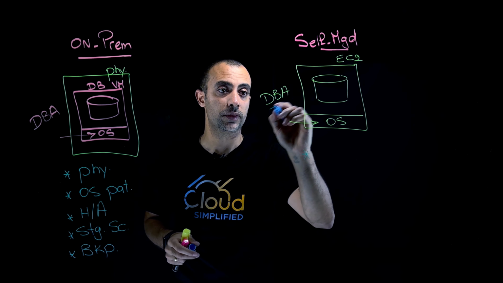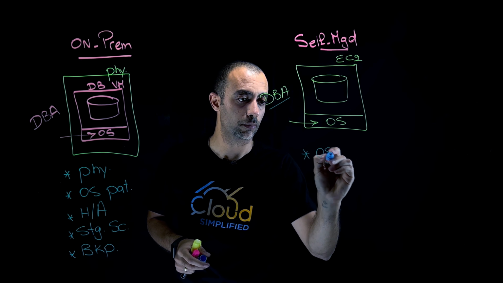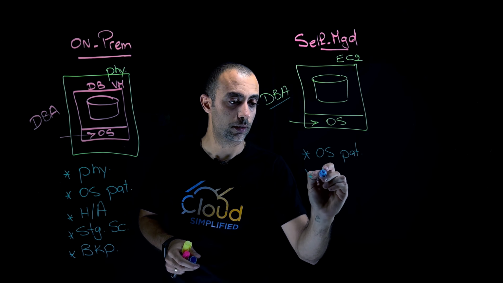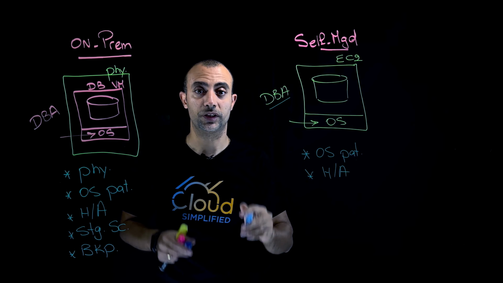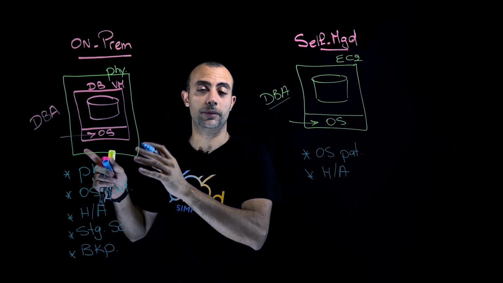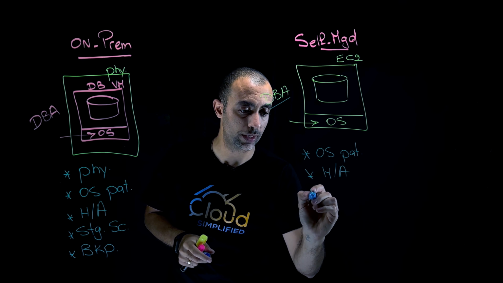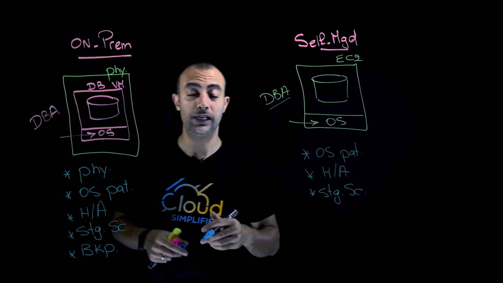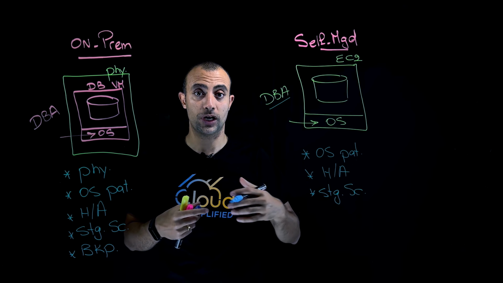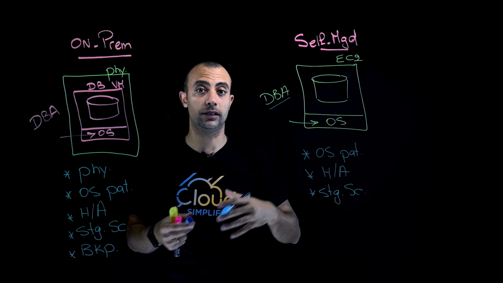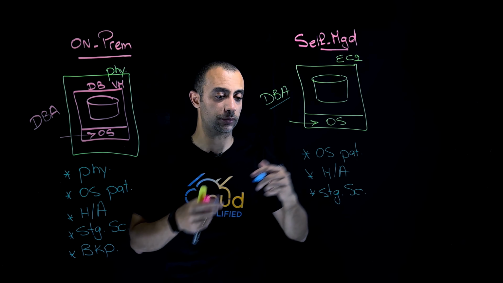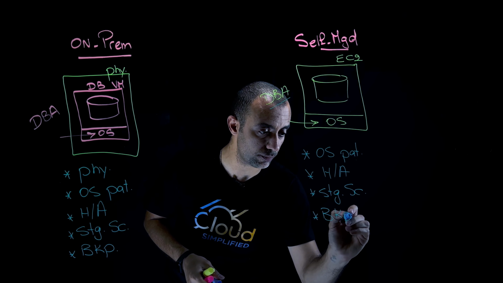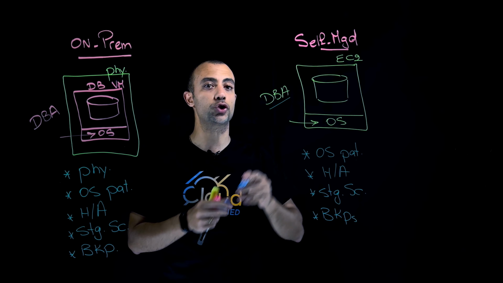So again, this person needs to handle my OS patches, needs to handle my high availability, creating an active database and a standby, needs to handle my storage scalability as well. In case I'm running out of storage, how can we scale the storage in coordination with the storage administrator, and of course need to have backups. So that's the first option.